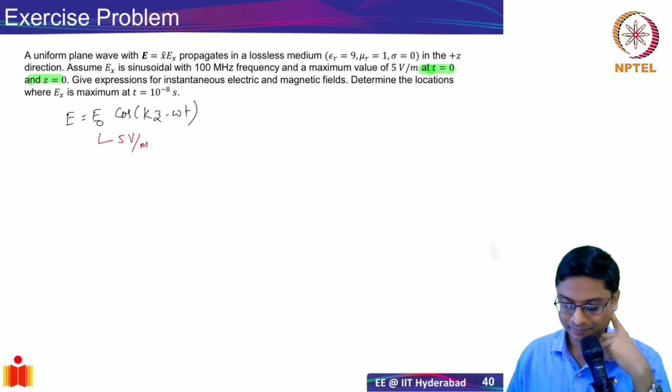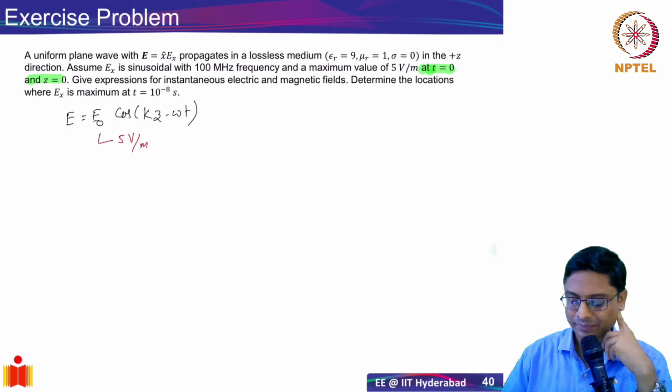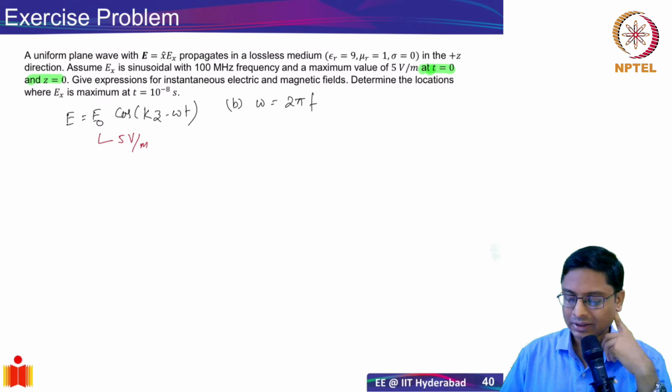What is k? And what is omega? So let's handle omega first. Omega is basically in this case going to be 2 pi times frequency, which is 100 megahertz. So 2 pi into 1 into 10 power 8 radians per second. So 2 pi into 10 power 8 radians per second. So this is my omega.